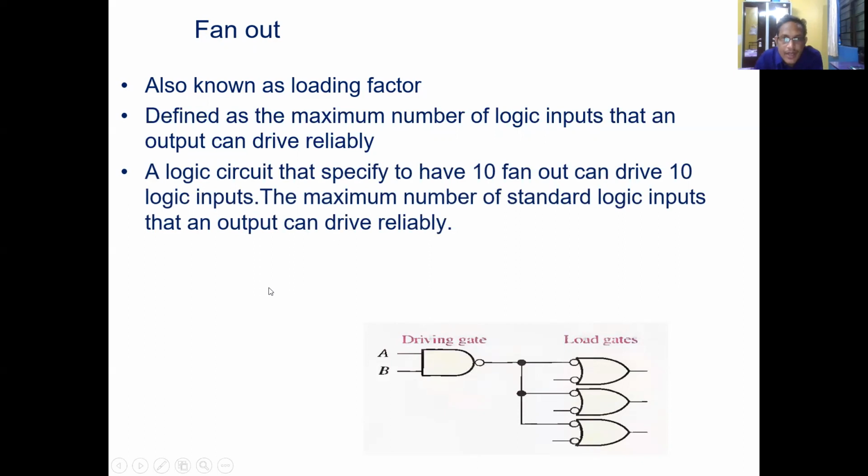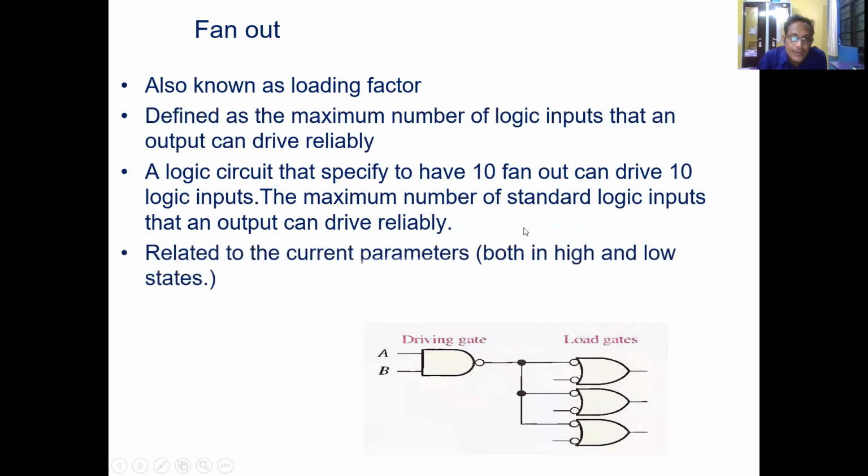A logic circuit that is specified to have a fan out of 10 can drive 10 logic inputs: the maximum number of standard logic inputs that an output can drive reliably. That means if I connect n gates at the output of this gate when it produces output high, the parameter you obtain is called the fan out. Fan out is also called the loading factor. It is related to the current parameter. In the case of fan out, this current parameter plays a very important role. The current parameter decides how many gates it can drive at the output of your particular driver gate.